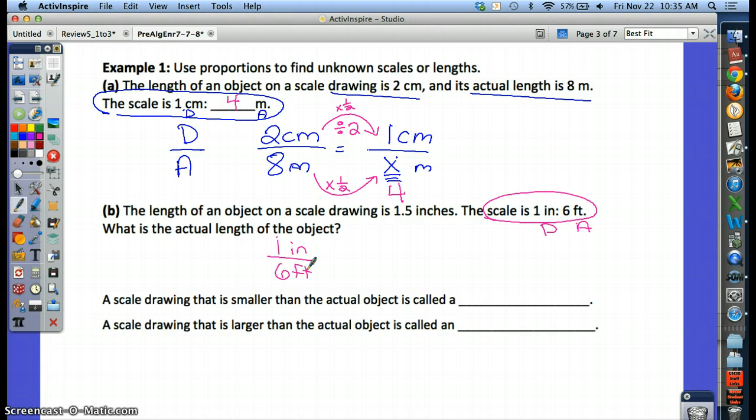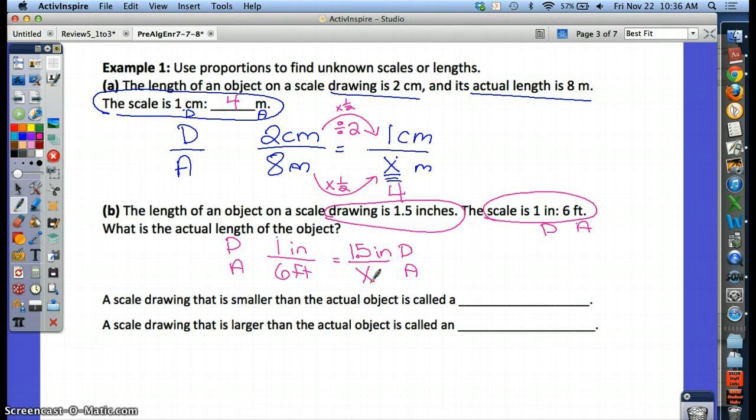Now look at the other piece of information that they gave you. Well, the length of the object on the drawing was 1.5 inches. When you set this up, we're going to set this equal, again, it's drawing to actual. Over here, it's drawing to actual. You want to keep that symmetry. Well, the drawing was 1.5 inches, and what I'm trying to find is what is the actual length. So that's going to be my X down here.